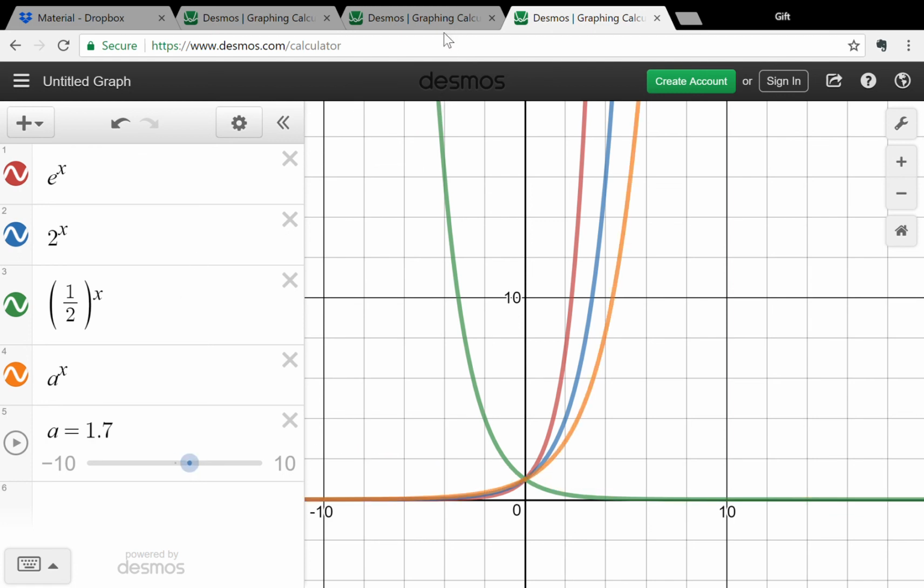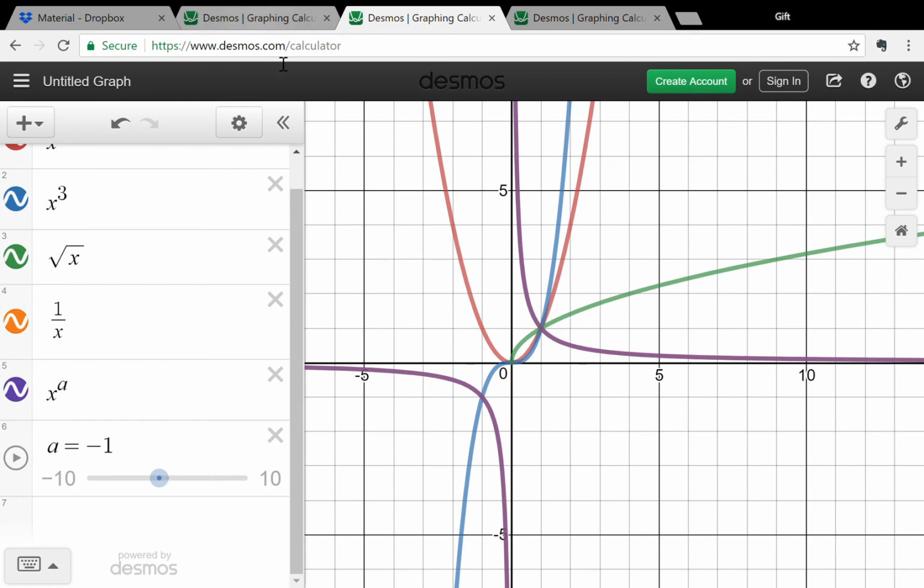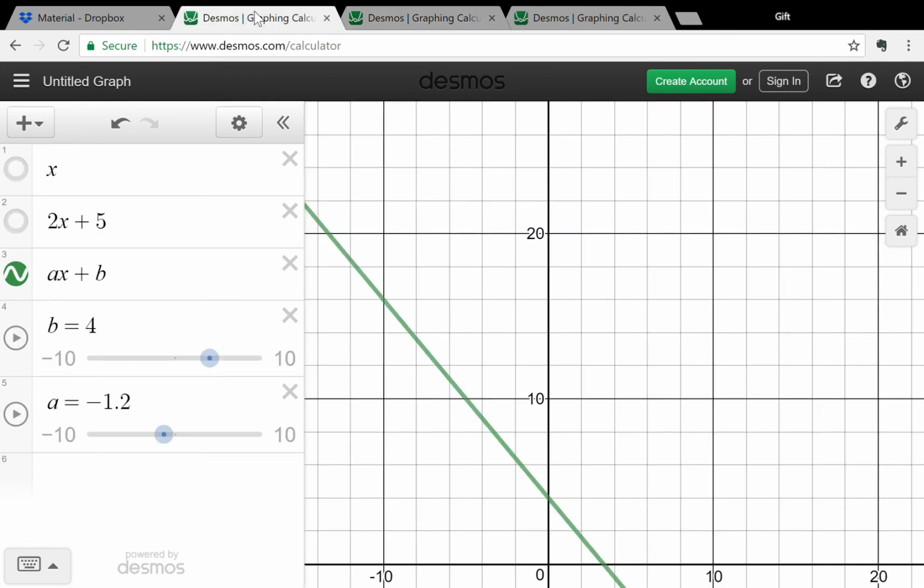I'm going to post a link to this interactive graph in case any of you want to play with it.